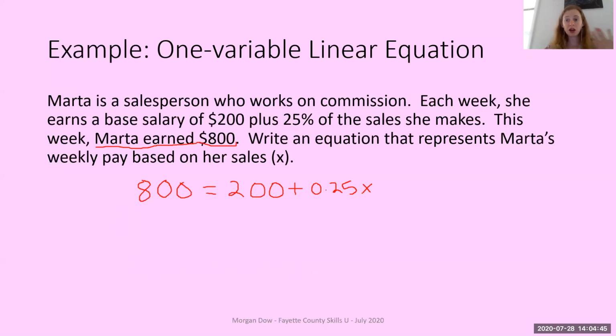So we don't care what X is. We now have enough information that we could figure it out, but we're not there yet. We don't need to worry about that. We're just trying to write a mathematical summary of the situation. So that $800 paycheck is made up of the $200 base salary plus the 25% of her sales. And that's all there is to it.